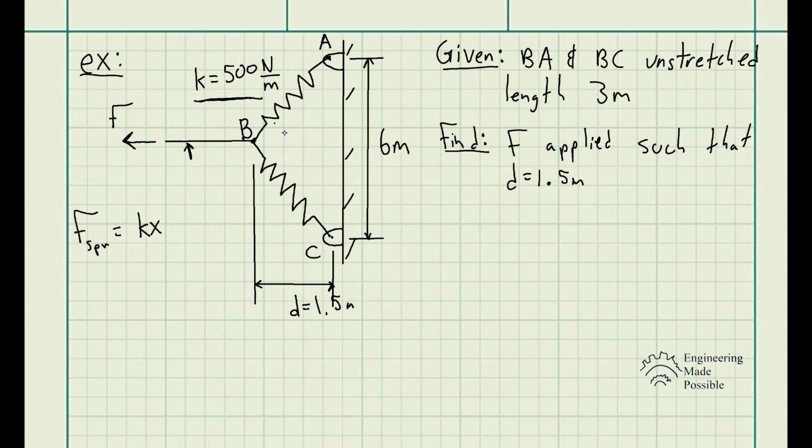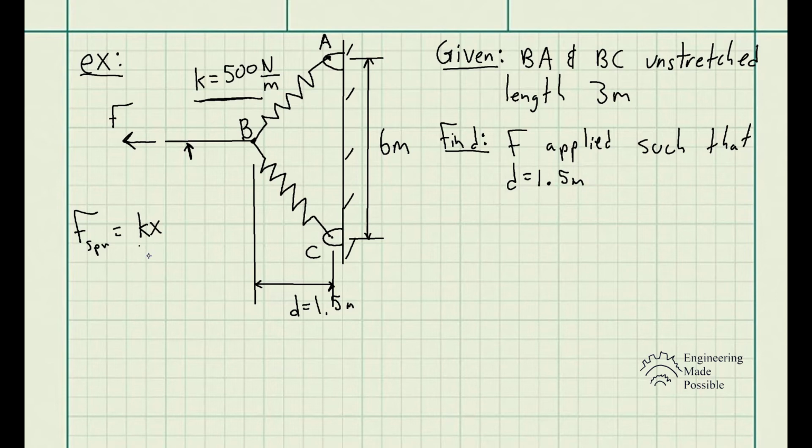Now we're supposed to determine the horizontal force F applied such that the displacement D here is equal to 1.5 meters. So remember, when it comes to springs, the force in the spring is equal to the spring constant K times X. In this case, X is the displacement, or how much the spring is stretched by.